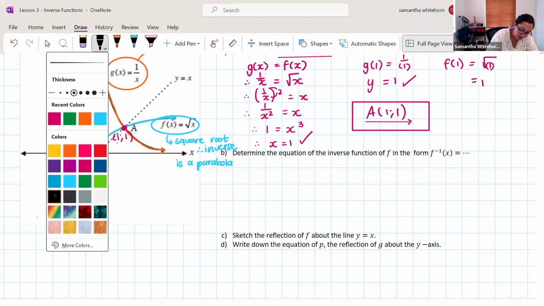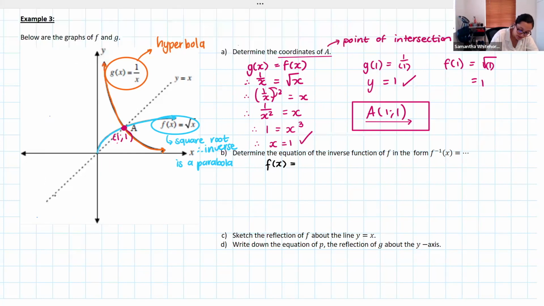So the original function was f of x is equal to the square root of x. We want the inverse. Remember, f of x is a fancy way of saying y. And so the rule is swap x and y and solve for y. So I want you guys to do that for me. Work out what the inverse function's equation is. Swap x and y and then solve for y for me. I'll give you like a minute. Let's see what we get.